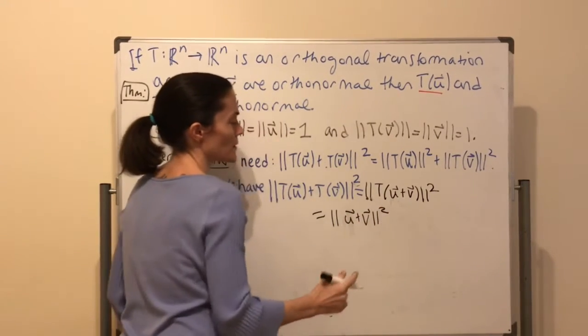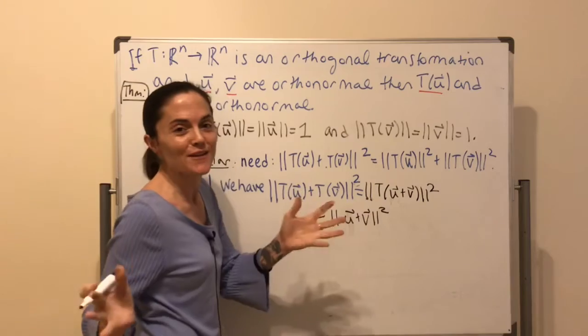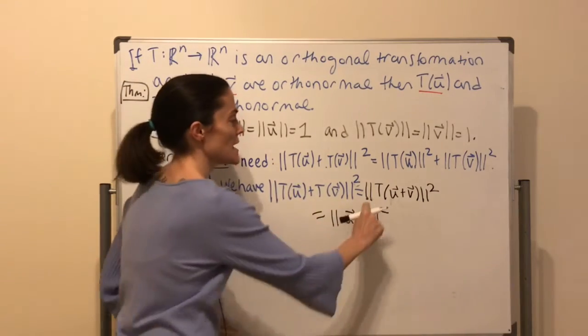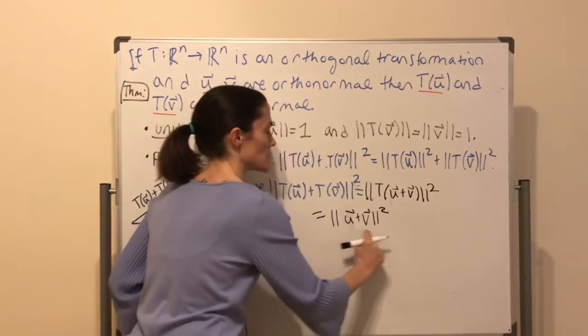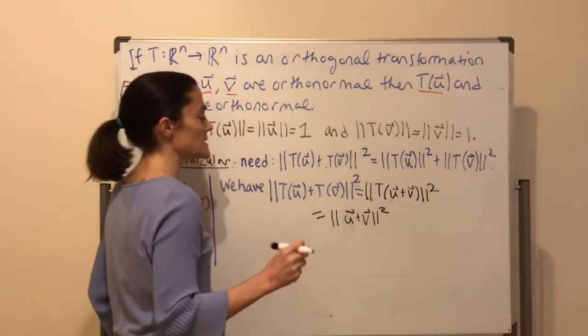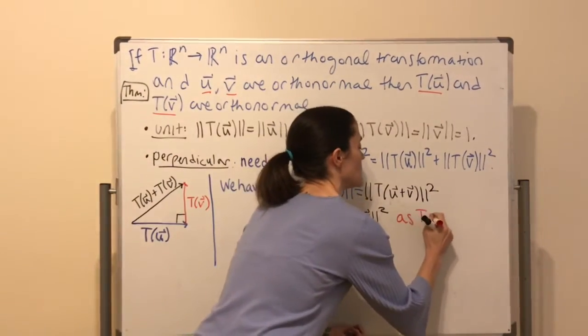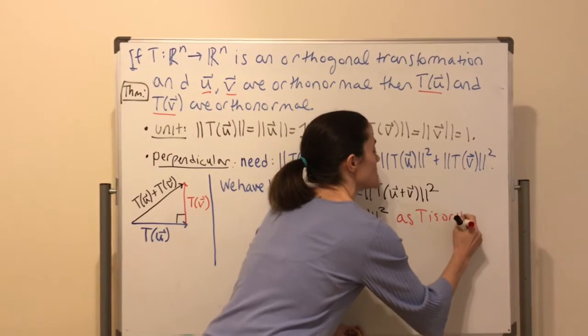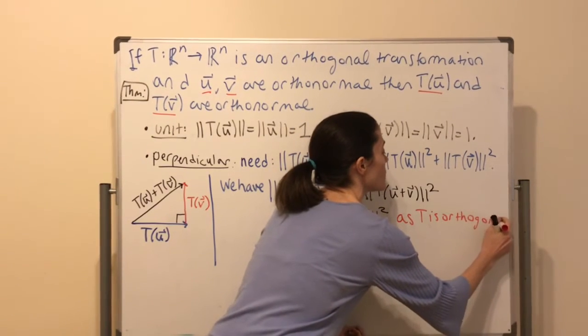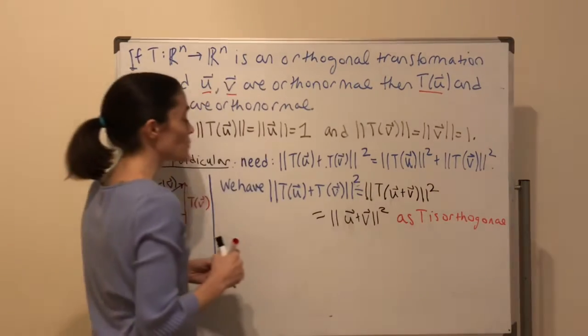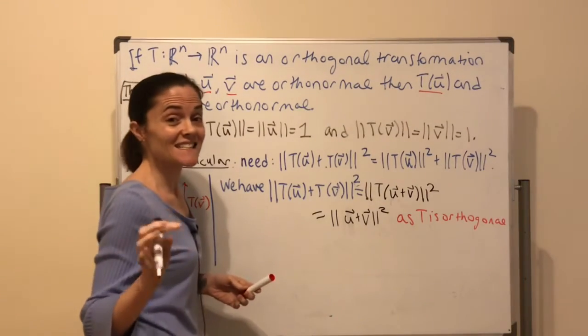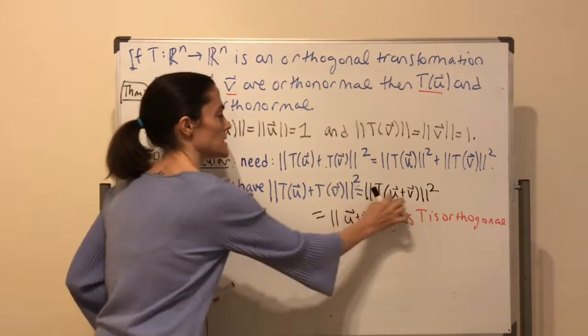And same for squared, right? If you have two numbers that are equal, you square them, they're equal. So this length squared is equal to this squared because T is orthogonal. That's this one. And the one above, I don't have room to write it, but it's because T is a linear transformation. That was this property.